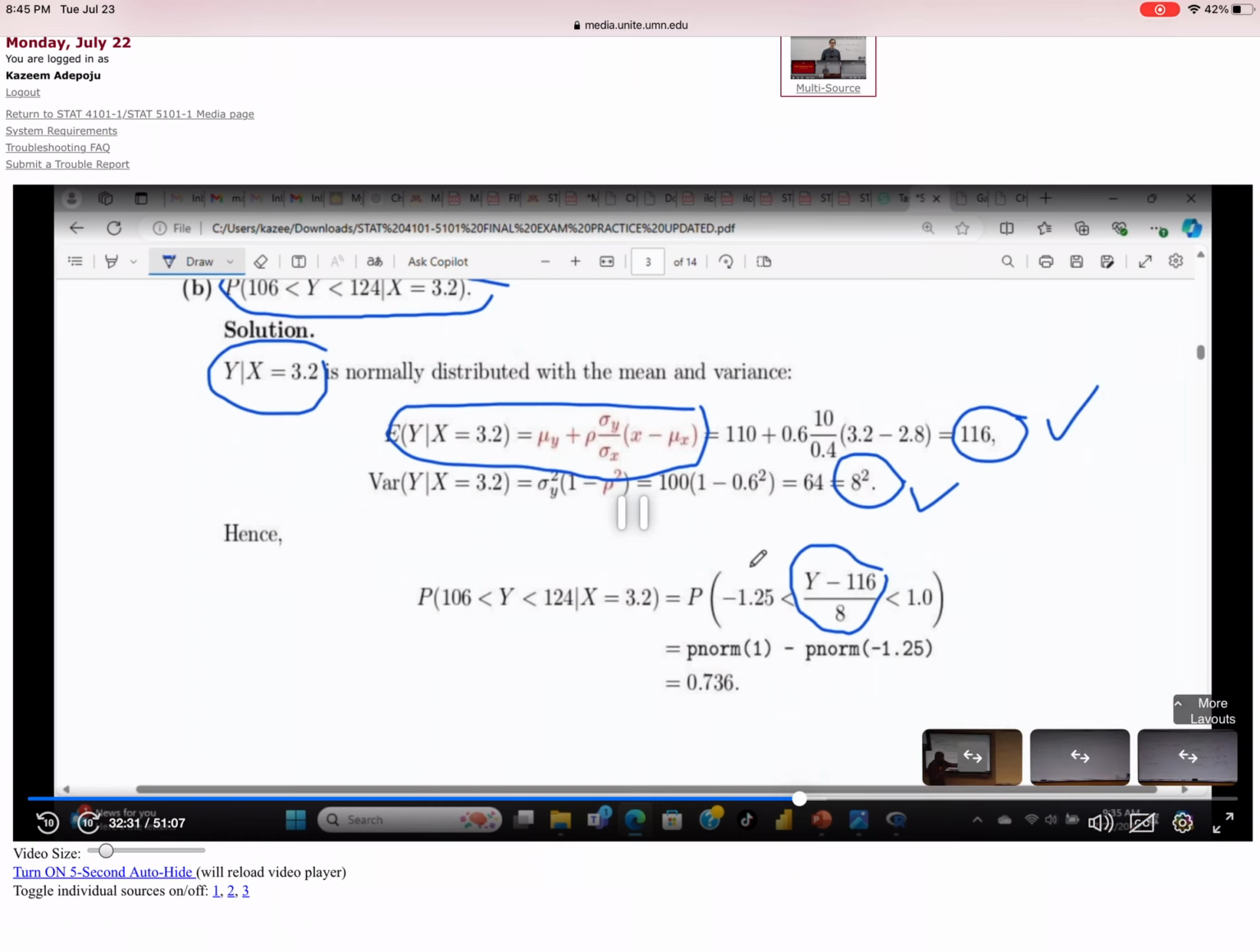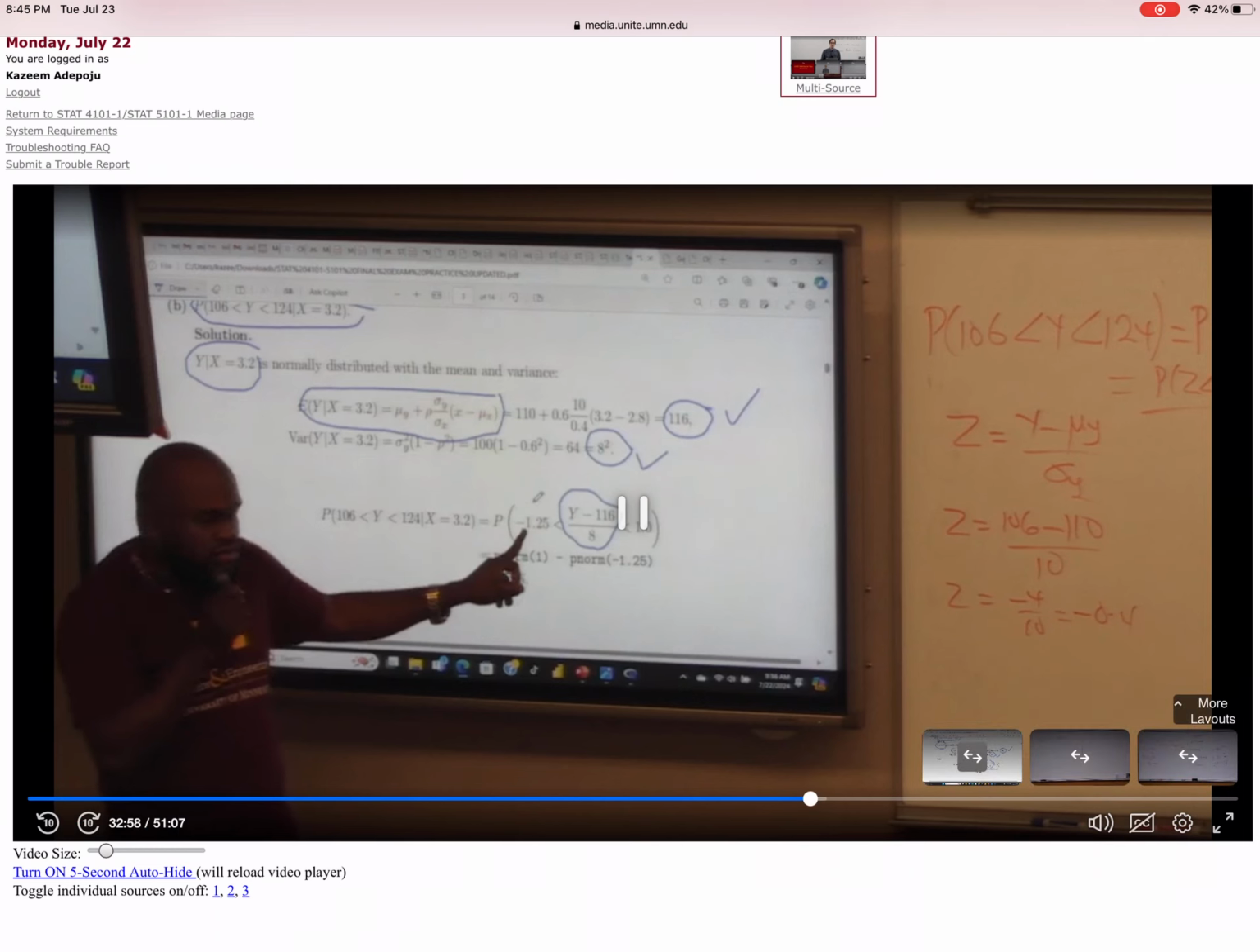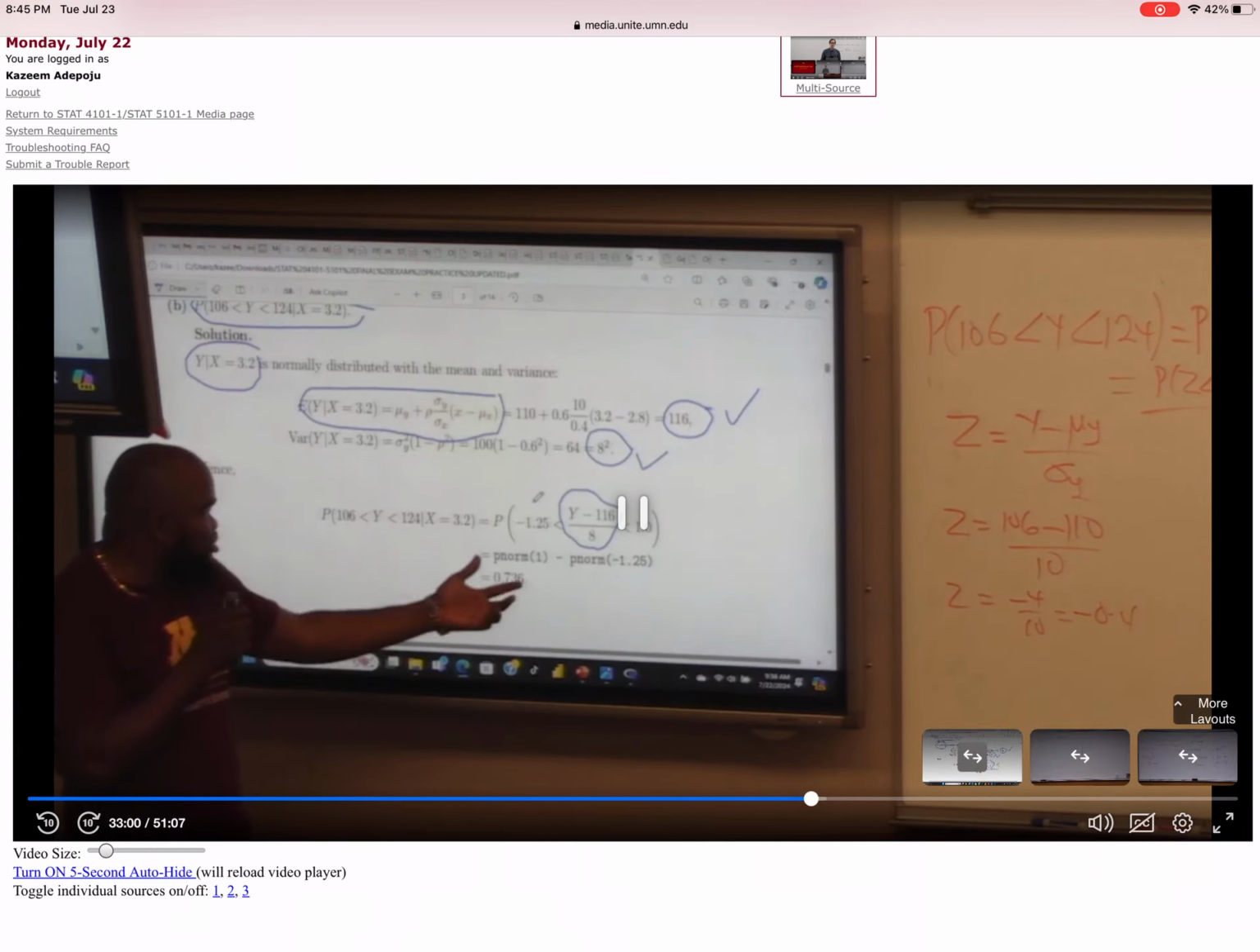How do I get this? 124 minus 116 divided by the standard deviation. We also give you that. What do you have now? Just go to the normal table, check for 1.0, check for this, and subtract them. In the exam, I'm going to give you a normal table that also has the negative values. You know, this is a negative right now. So all you just need to do is that, then you are right.